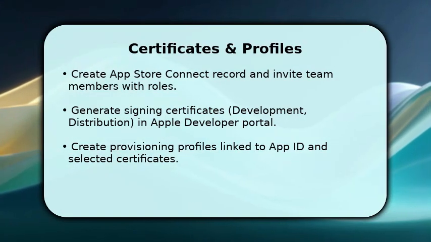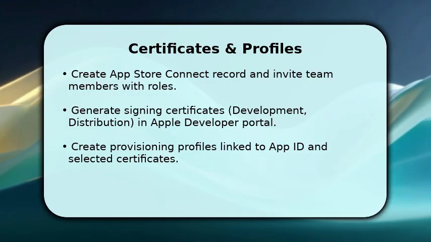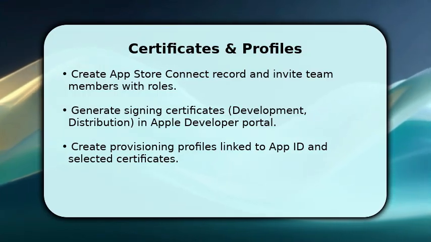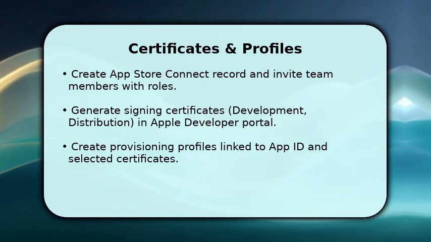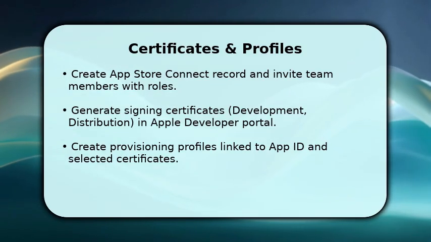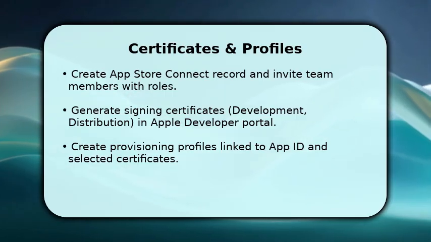Next, you handle signing and distribution. Set up your App Store Connect app record and add team members with appropriate roles. Then generate development and distribution certificates in the developer portal. This gives you cryptographic identity for builds.